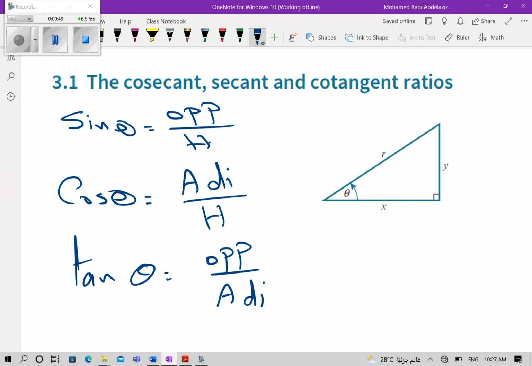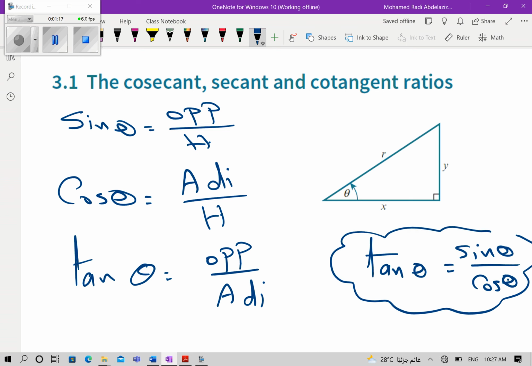What is the identity which is connected between all of these trigonometric ratios? Which identity connected between sine, cosine, and tan? Tan theta is equal to sine theta over cosine theta. Which identity connected between sine and cosine? Sine squared theta plus cosine squared theta is equal to what?